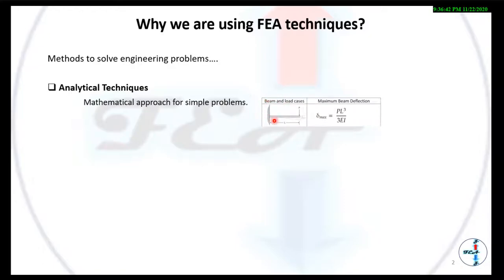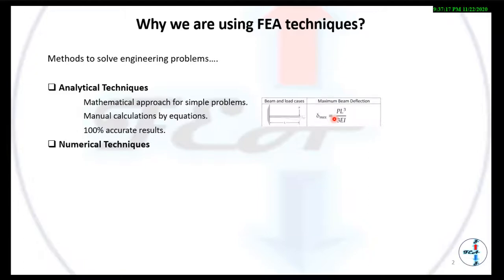Let's take this example. This is a cantilever problem. If we are applying load at one end, what will be the deflection at fixed end? That we can find out by using the formula like this, and we have to do the calculations manually, and this approach will give us a 100% accurate result, but it has some limitations. If the problem is very complicated or the geometry is very intricate in shape, it is very difficult to formulate the equations. Then we have to go for numerical technique, which is nothing but finite element analysis.